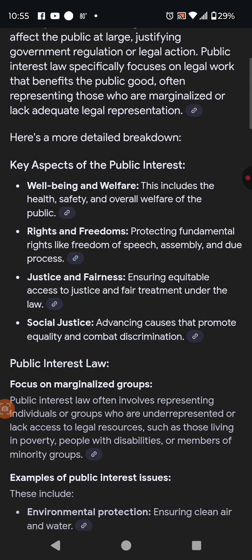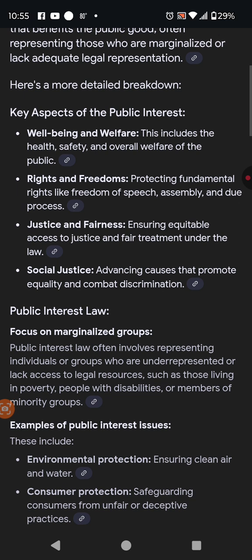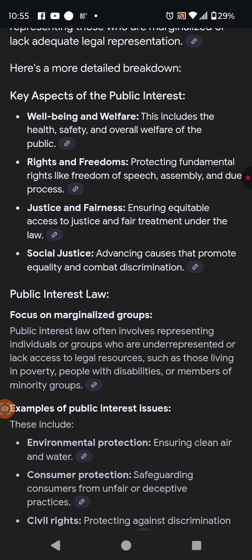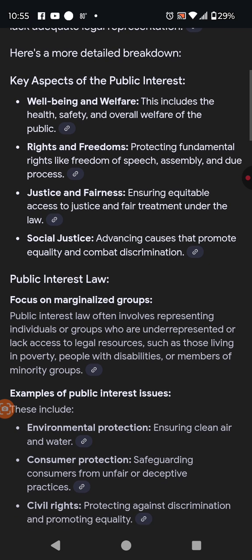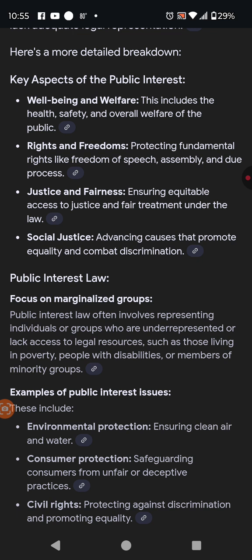Here is a more detailed breakdown. Key aspects of public interest: well being and welfare. This includes health, safety, and overall welfare of the public. Cross reference that with the public interest doctrine or the public trust doctrine, and also the basic obligations of public service.